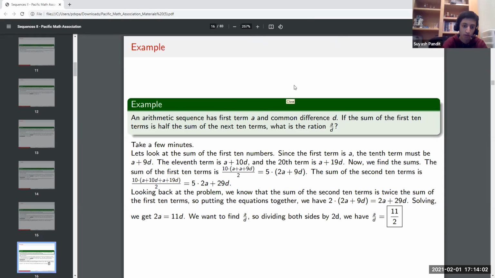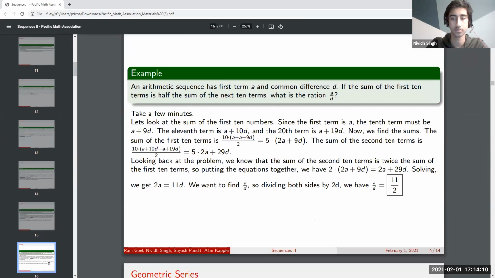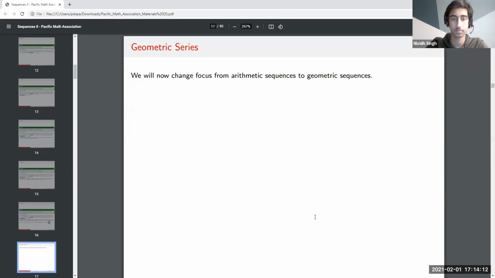Okay, you could assume A equals 1. You don't have to, but that's one thing you could try if you're having some trouble here. All right, Niven, you can take it from here.